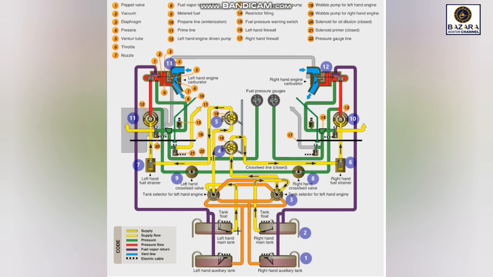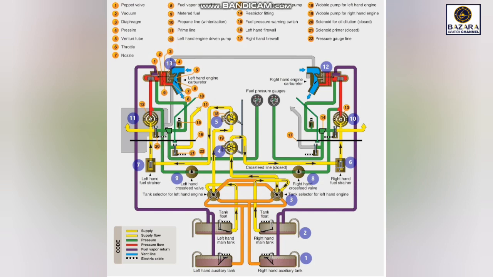Now the fuel will go from the main tanks to the selector valve. After it is delivered to the selector valve, it will go to the wobble pump. On later aircraft, they used a booster pump in place of the wobble pump. The wobble pump will raise the pressure of the fuel and deliver it to the strainer.